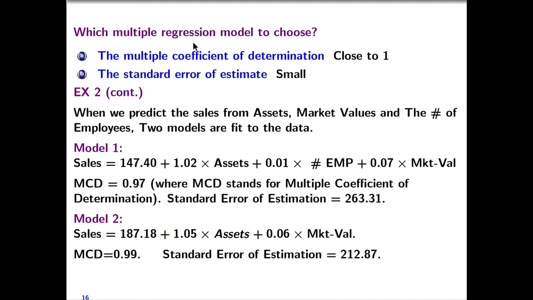Here is the last topic for the multiple regression model. Which multiple regression model to choose? After the hypothesis testing, we get rid of some independent variables that are not significant, and then we use the data to find the multiple regression model associated with our new model. And we want to know which multiple regression model to choose. We consider two important criteria. Number one, the multiple coefficient of determination should be close to 1. Number two, the standard error of estimate should be small.